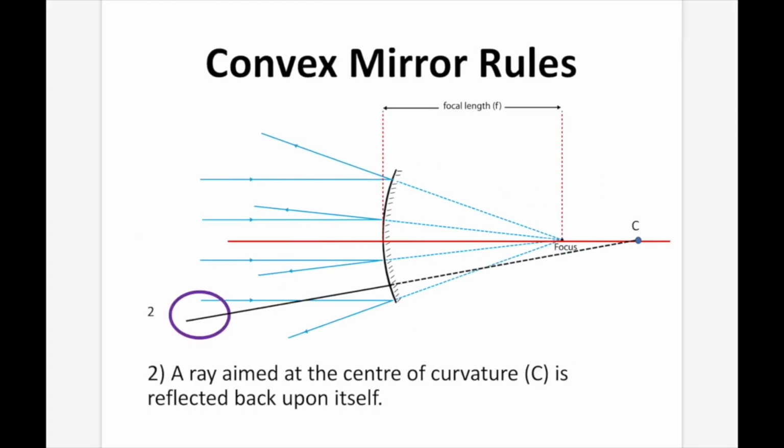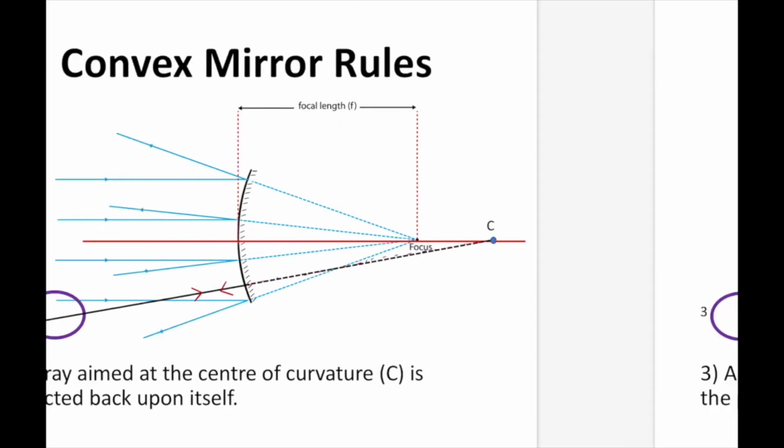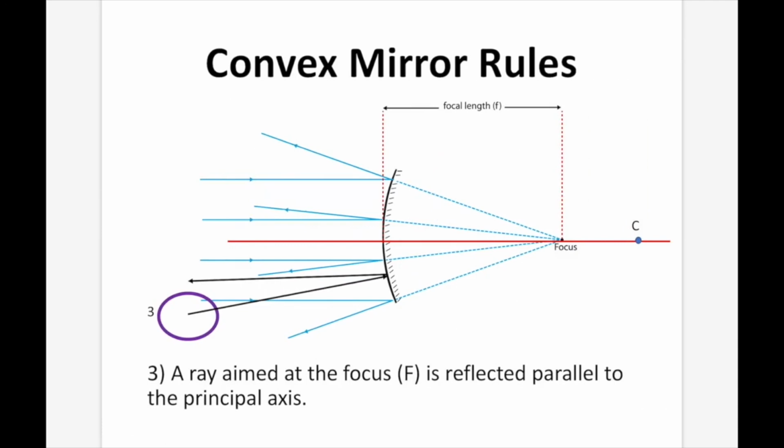Number two, a ray aimed at the center of curvature is reflected back upon itself. So the ray goes in, and then the ray comes back out, and then we can extend that reflected ray back to where the center of curvature would be. Number three, a ray aimed at the focus is reflected parallel to the principal axis. So if we aim it at the focal point, instead of reaching that focal point, it's going to hit the mirror and bounce off parallel to the principal axis.